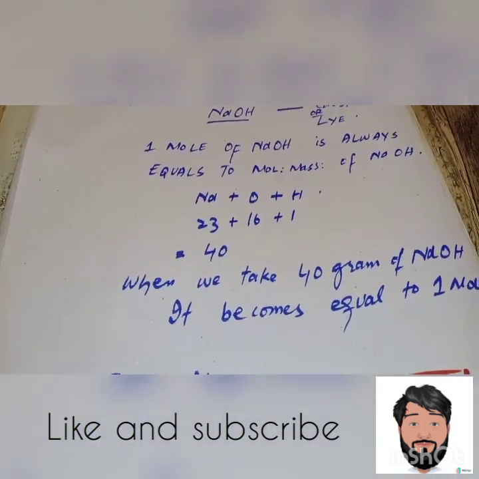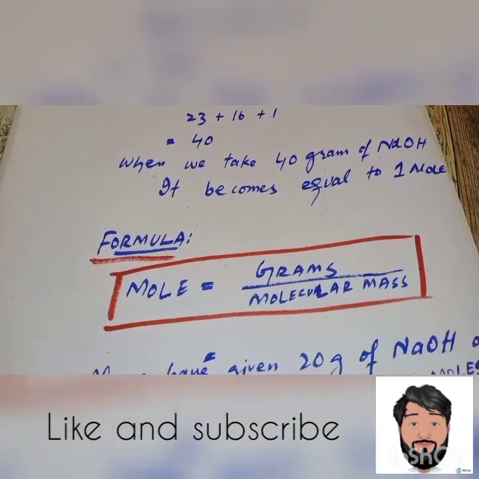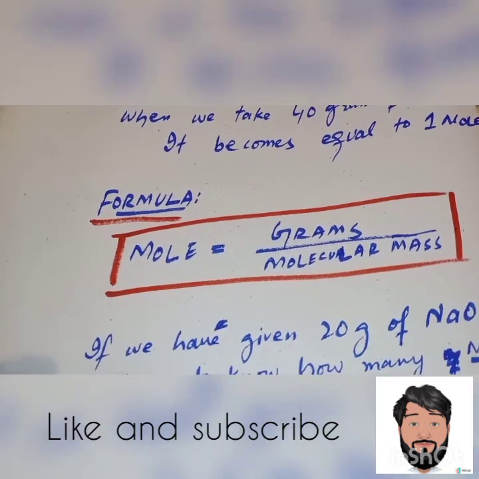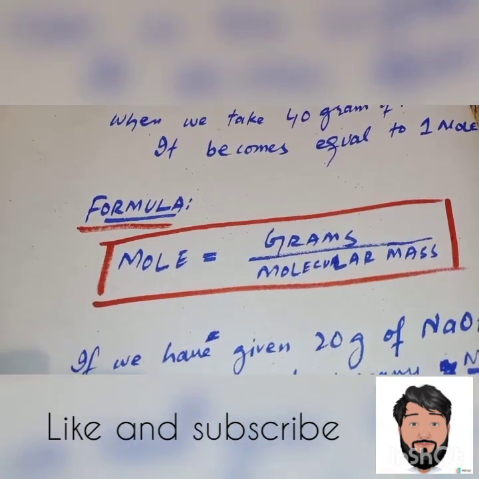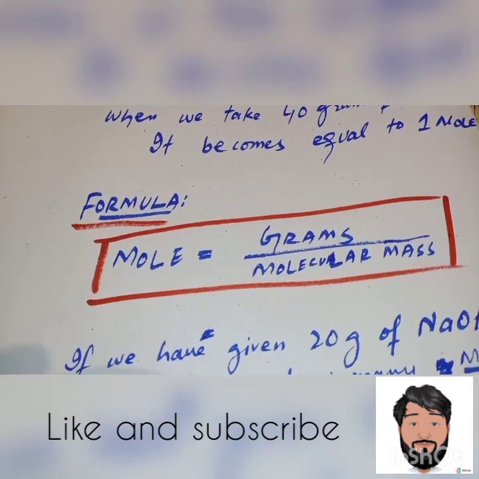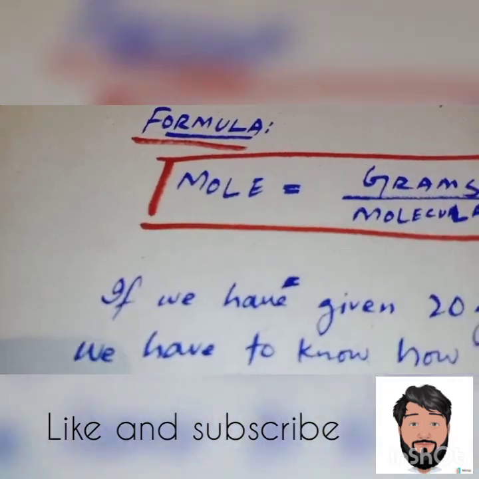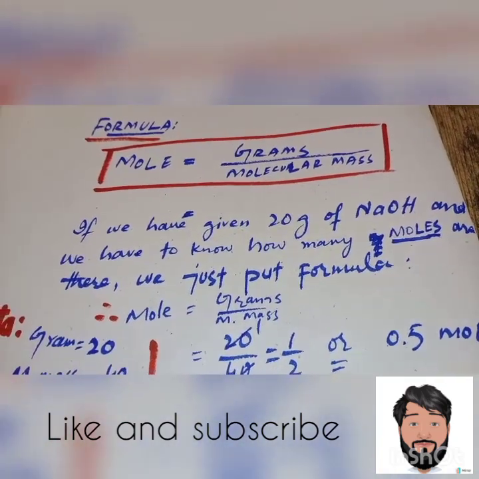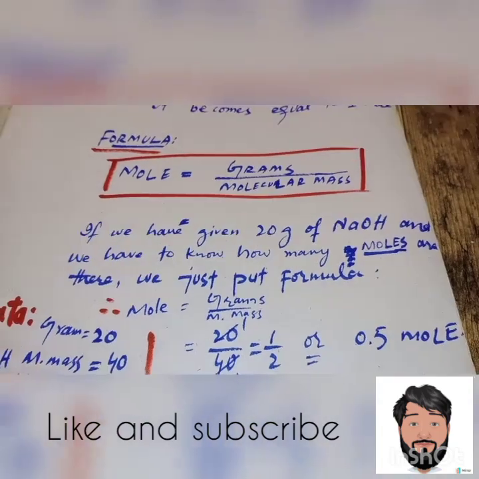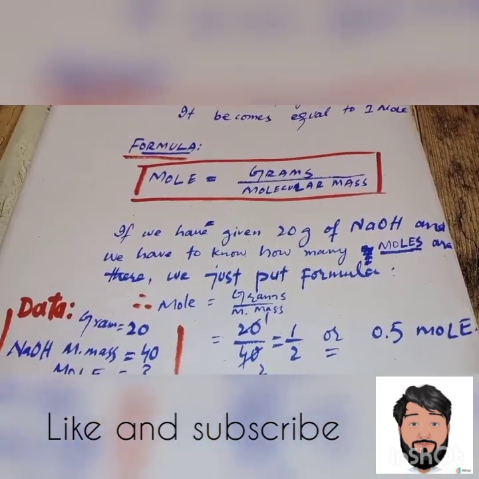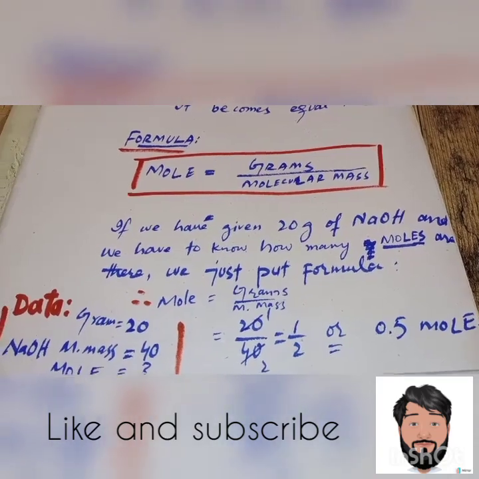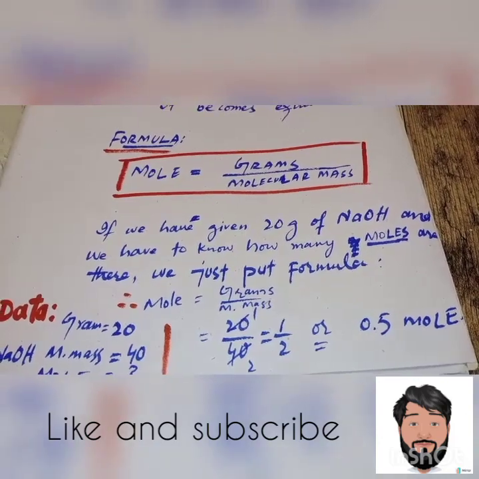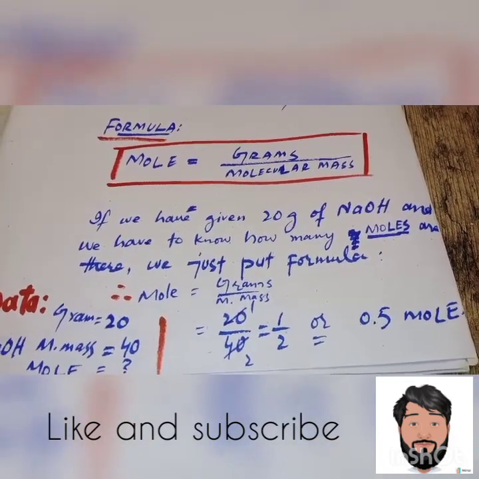For all of that, we use a general formula for mole: mole is equal to the given mass, or grams, divided by the molecular mass. When grams are divided by molecular mass, we get the value for mole. If we are given 20 grams of sodium hydroxide and we have to find how many moles there are, what do we have to do? We just put in the formula of mole given above. Mole is equal to given mass in grams upon molecular mass.